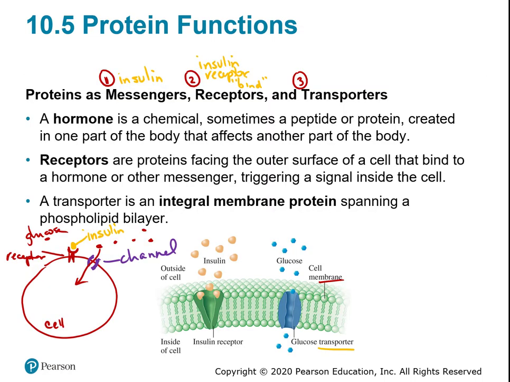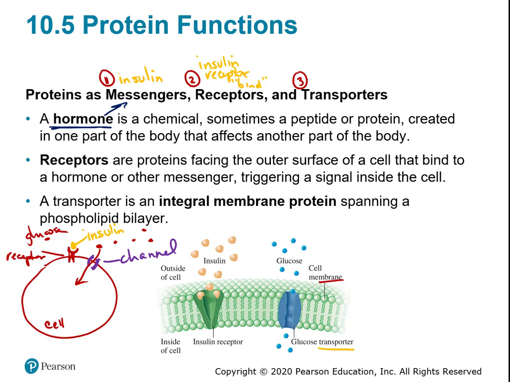This first slide shows 3 functions in one little diagram. Proteins act as messengers. Great example, hormones. So proteins can carry information from one cell to another, like insulin carries the message that there is sugar in the blood to all of your body cells. So that's the job of a hormone, it's just a messenger.